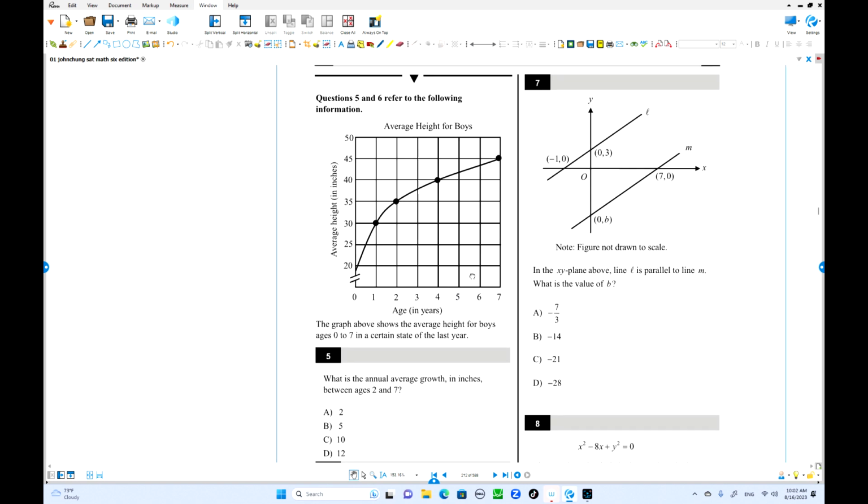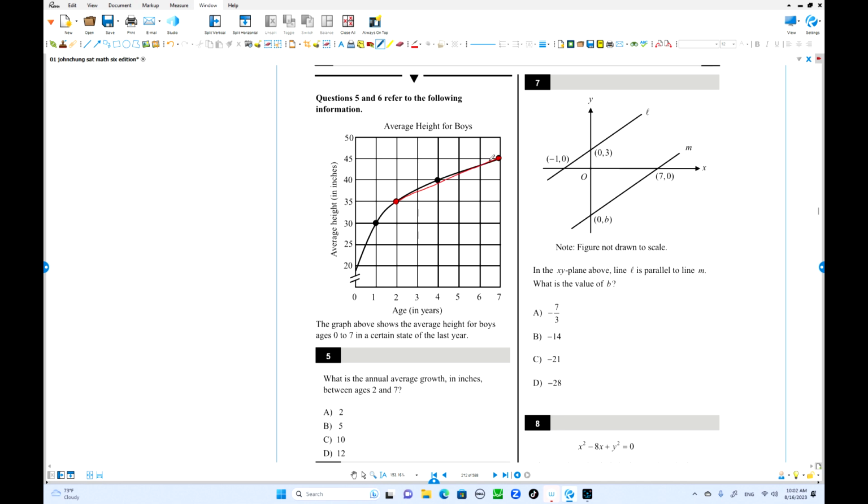This is number 5. So we have the average height for boys for their ages. Ages 0, 1, 2, 3, up to 7. So 0 is when the baby was born. What is the annual average growth in inches between 2 and 7? Between 2 and 7 over here, from here to 7.